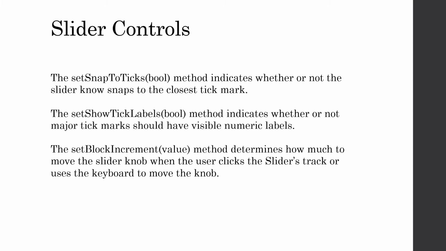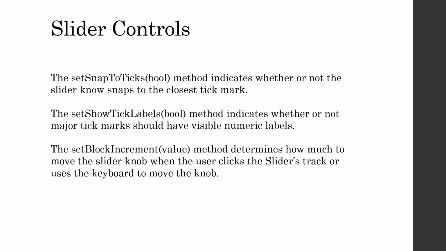We also have a couple of other methods. So we've got things like setSnapToTicks. This will take a boolean, either true or false. This will indicate whether or not the slider knob should snap to the closest tick mark. There's going to be the setShowTickLabels. So this will either be true or false. This indicates whether or not the major tick marks should have their visible numeric labels. So this is the one that's used to indicate if we should actually show that 10, 20, 30 for each of those major tick marks.